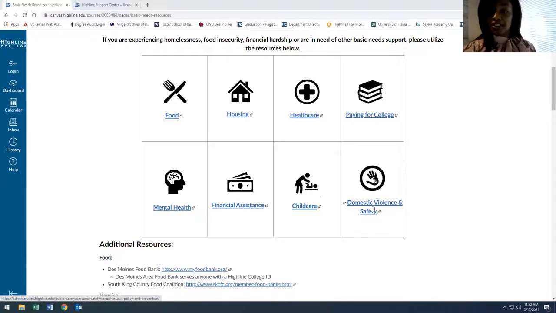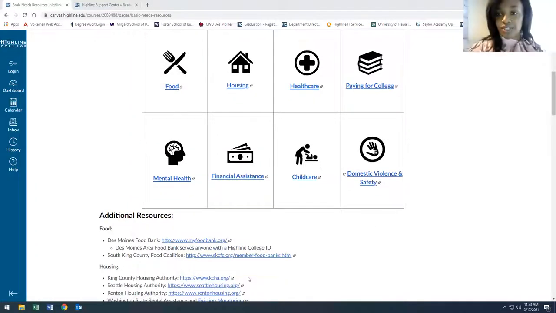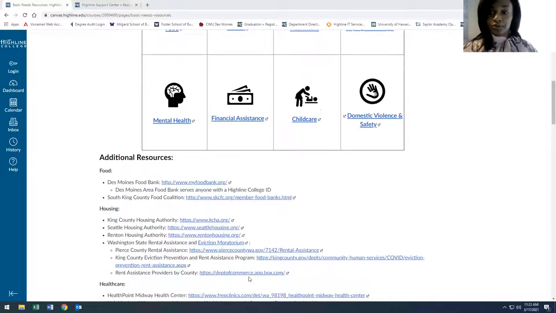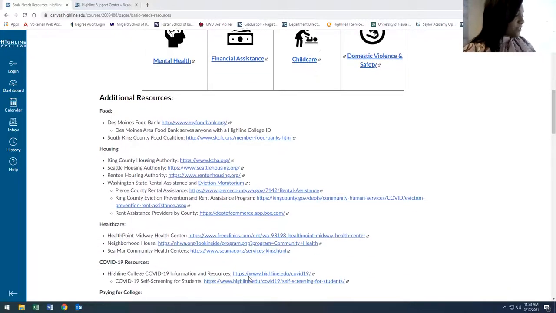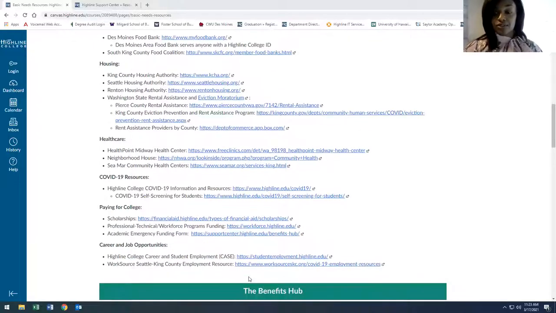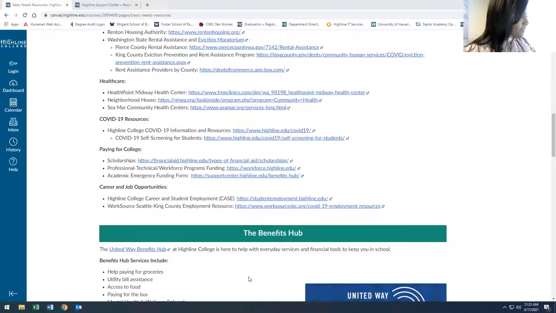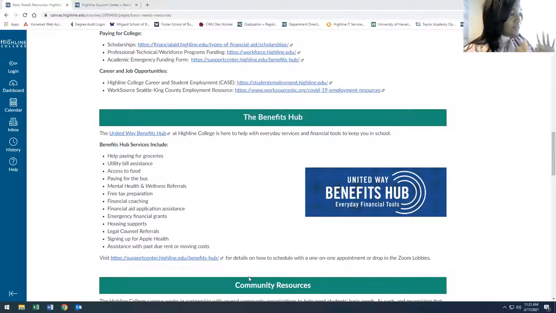Mariella, correct me if I'm wrong, these were the ones that we decided were the first go-to for students. Some students, depending on their situation, may not necessarily qualify for everything that's on here. So if students have exhausted what's on the primary link for those core ones, there are additional resources below, for example, for food and housing, healthcare. There are also links back to our COVID-19 resources, other ways to pay for college and job opportunities, direct pulling of information from the benefits hub.